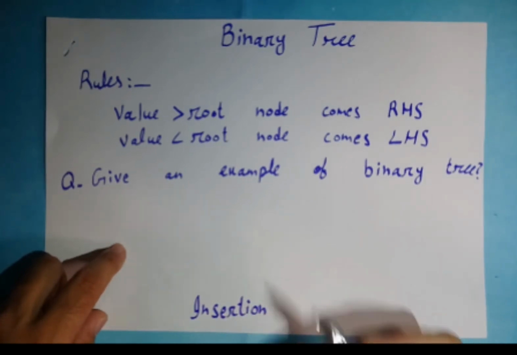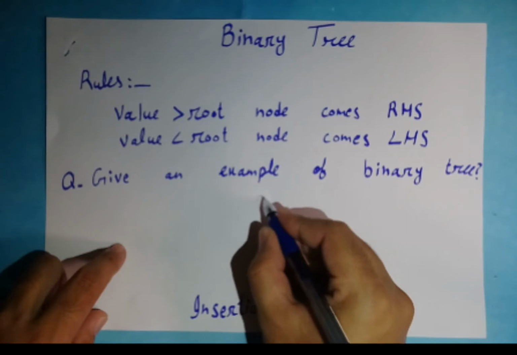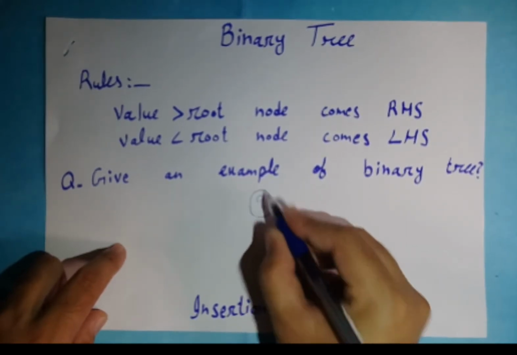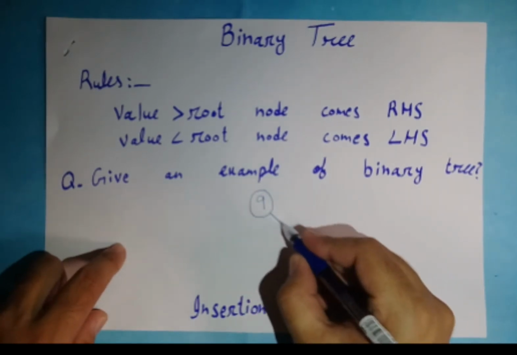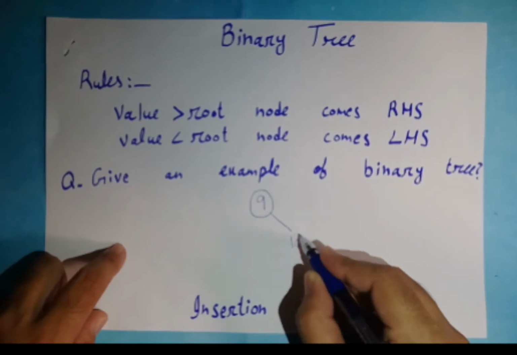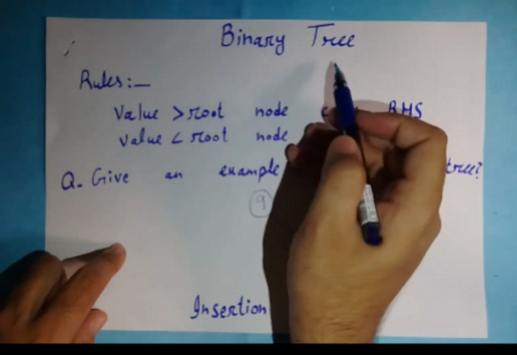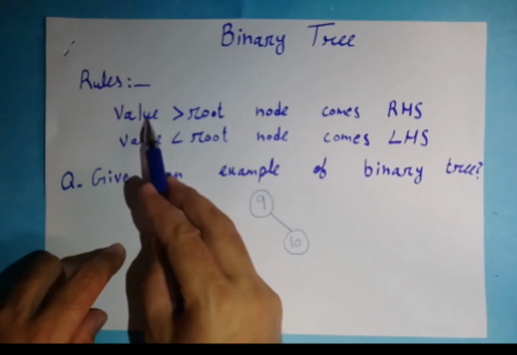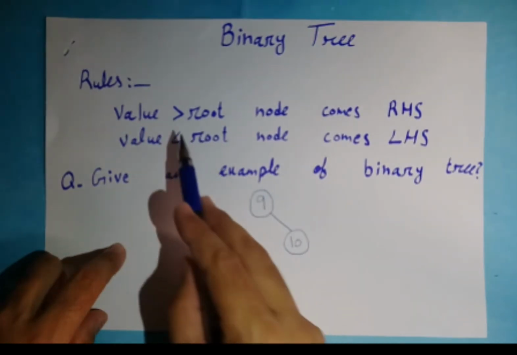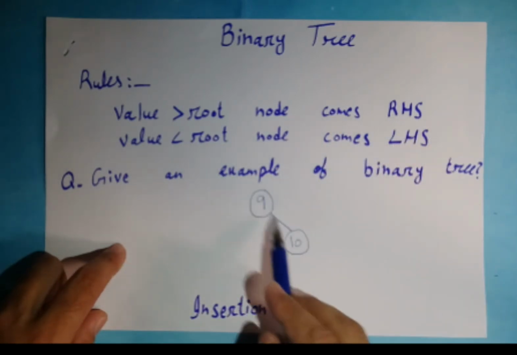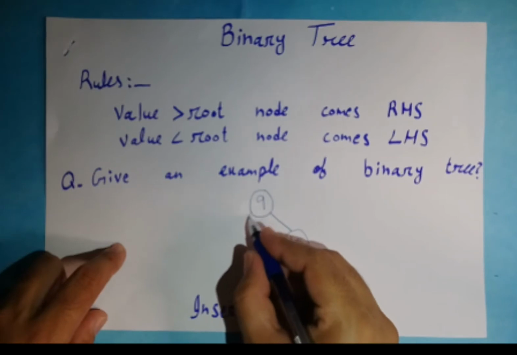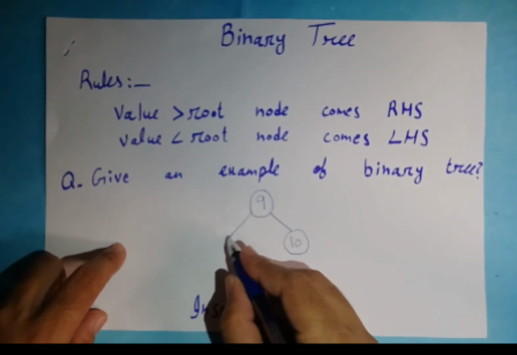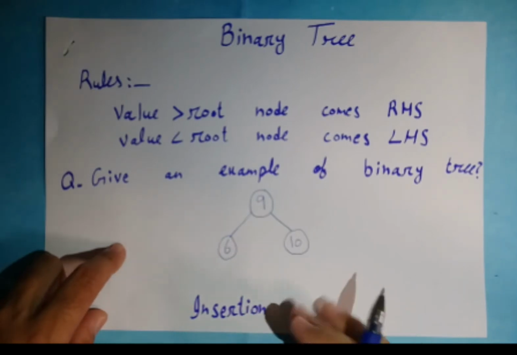For example, if I take one value which is 9, I'm going to consider this value as the root node. Now I take another value which is 10, so 10 will come on the right hand side. Why? Because the rule of the binary tree says, if the value is greater than the value of the root node, the value is going to go on the right hand side. So that's why I wrote it down on the right hand side of the root node. And if I take another value, let's say 6, then 6 will come on the left hand side of the root node.